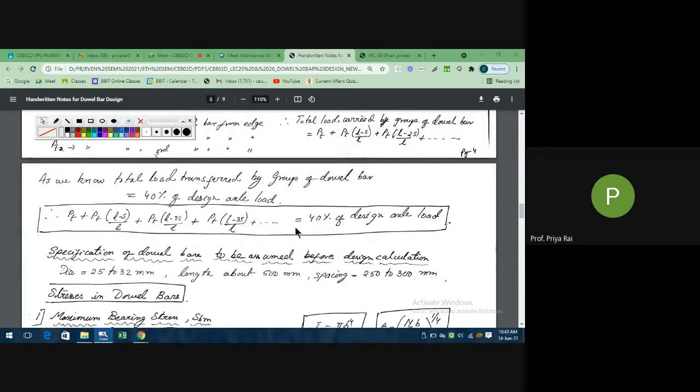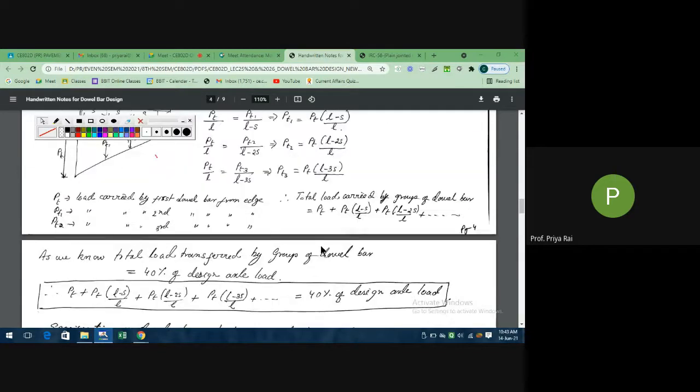Now see, if L minus 5S is coming as 0 or negative, then we will not add that value, okay? So if this is the case, then how many bars are we placing? 1, 2, 3, 4. If one more term is added, then 5 bars are used in the dowel bar group, okay? So all of this together is transferring 40% of the design wheel load, which is 40% of P. So clear till here?